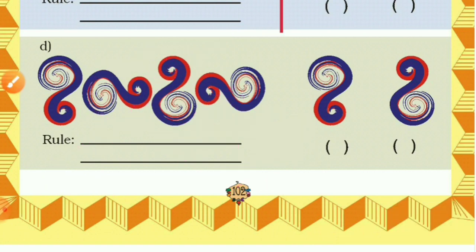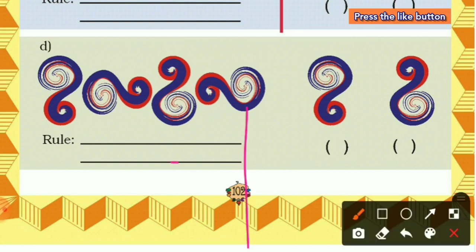So what will be the rule now? You can write: turn 3/4 turn clockwise, or in degrees, if you want to write. So 3/4 means how many degrees does it make? The whole picture is making 360 degrees.